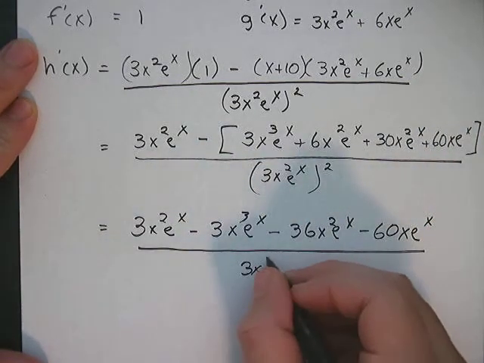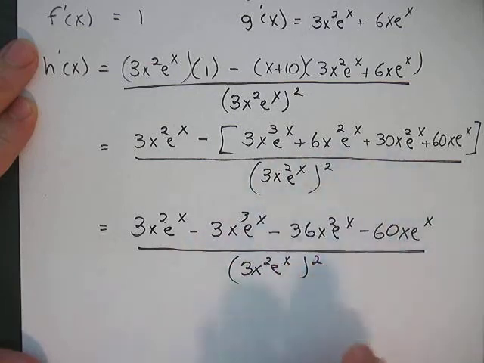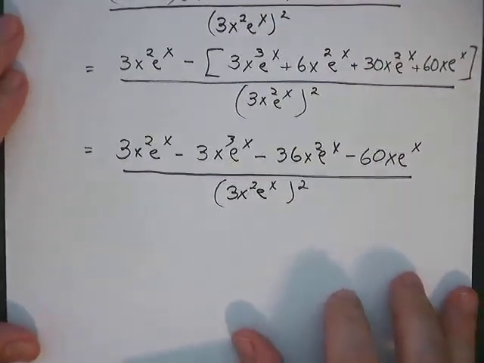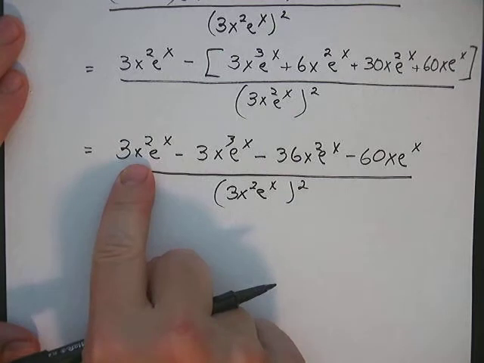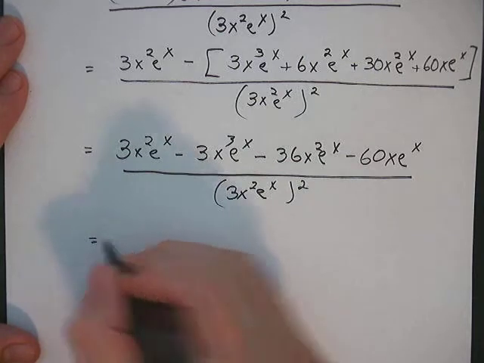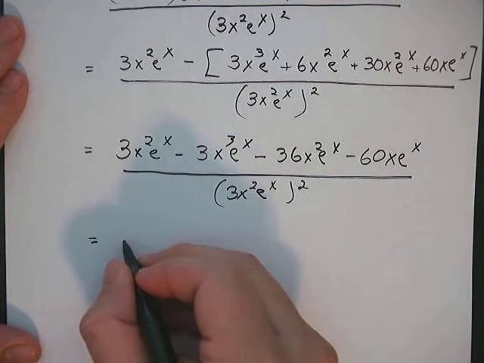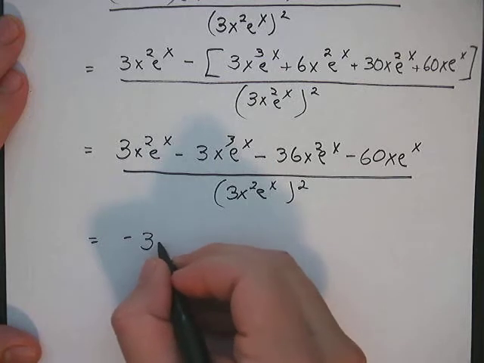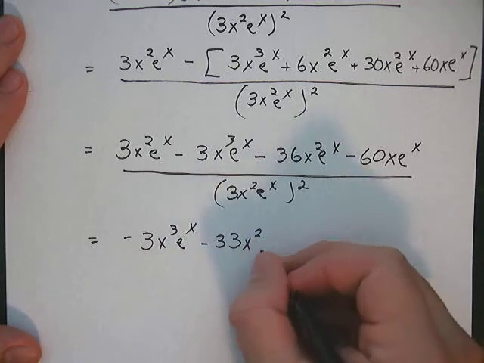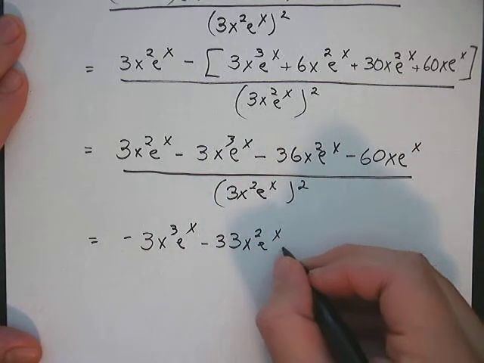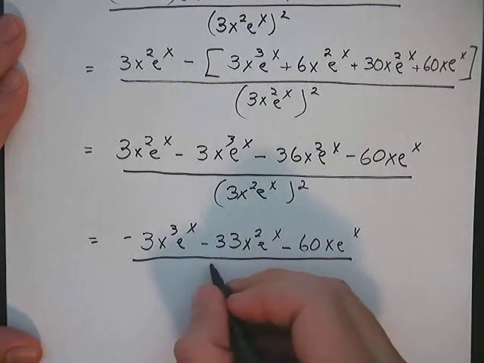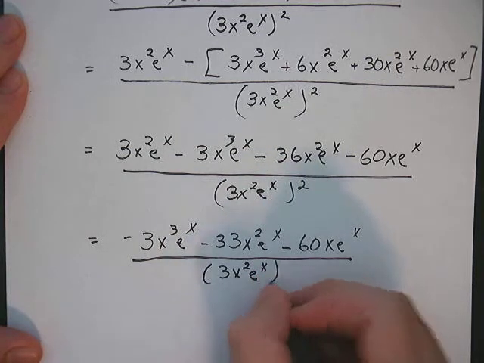And then the denominator. Okay, and so is there anything that can be combined here? It looks like we have a 3x squared e to the x and a negative 36, so that makes negative 33. So we have a negative 3x cubed e to the x minus 33x squared e to the x minus 60x e to the x, and the denominator remains the same.